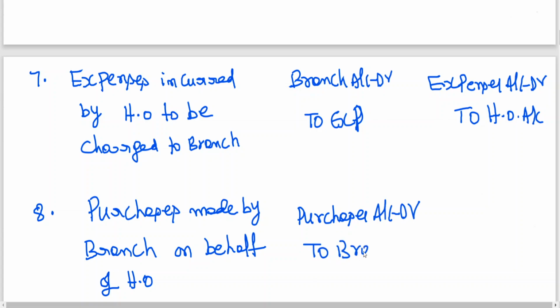So observe, this branch account is nothing but concerned branch. If it is only one branch, one branch. Or you are having Calcutta branch, Mumbai branch, Chennai branch, you fix that. Purchase account to branch. Here, for whose sake they purchase? Head office. So head office account to cash account.